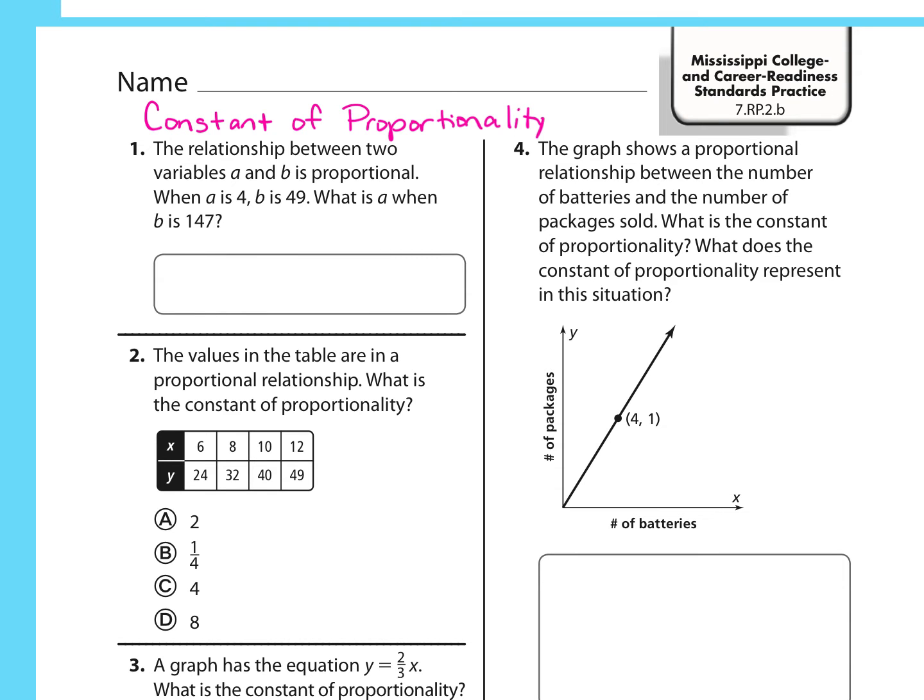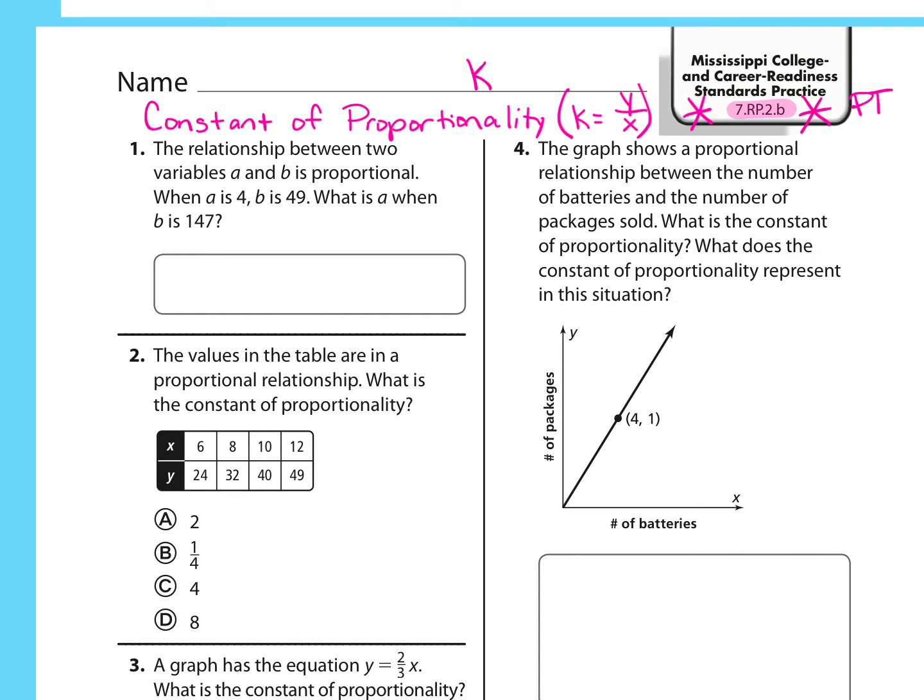Standard RP2B is about the constant of proportionality, and I'm going to put stars here. This is part of the performance task. And so the constant of proportionality is represented by the letter k. We could find k by saying that k is equal to y divided by x.